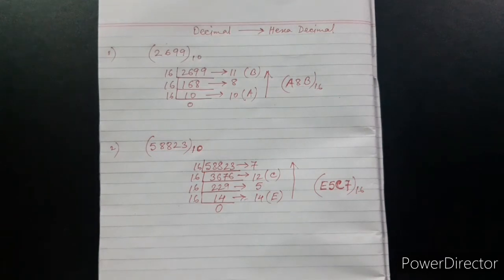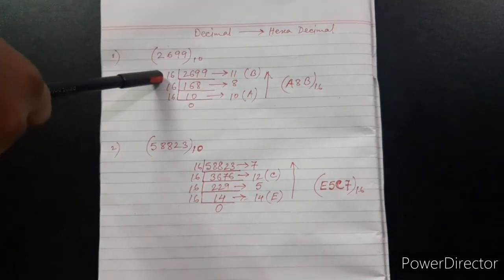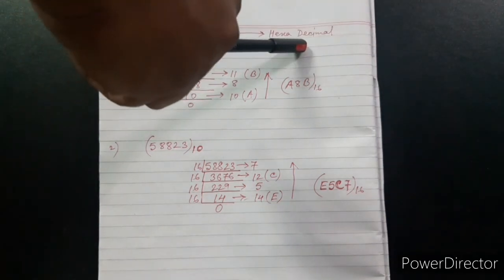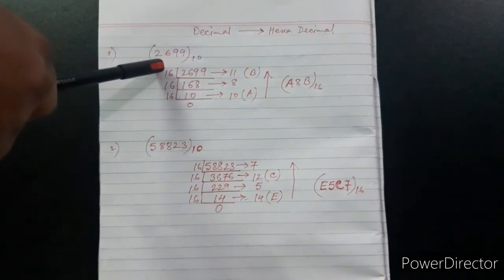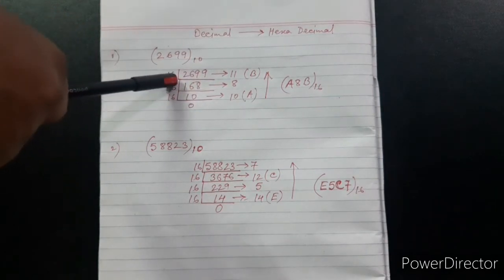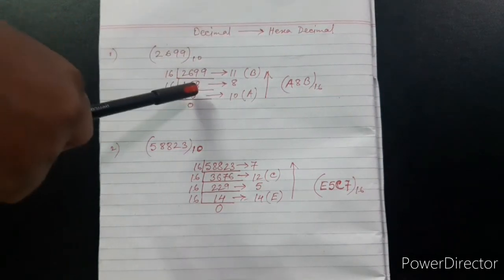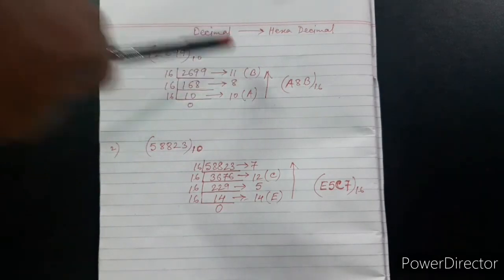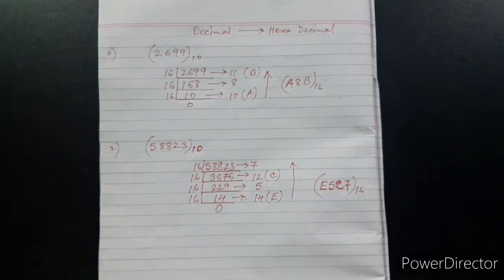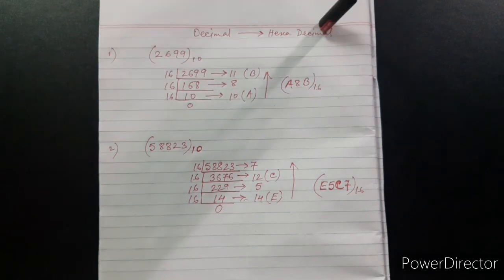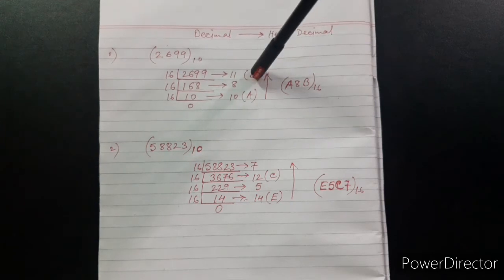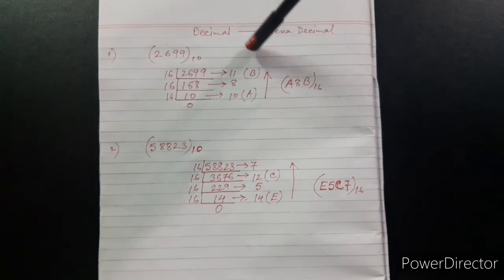2699. We have to divide this number by the destination base. So we have to divide this number by 16. The quotient is 168 and the remainder is 11. And we know that 11 in hexadecimal is B. So here we write B in the place of 11.